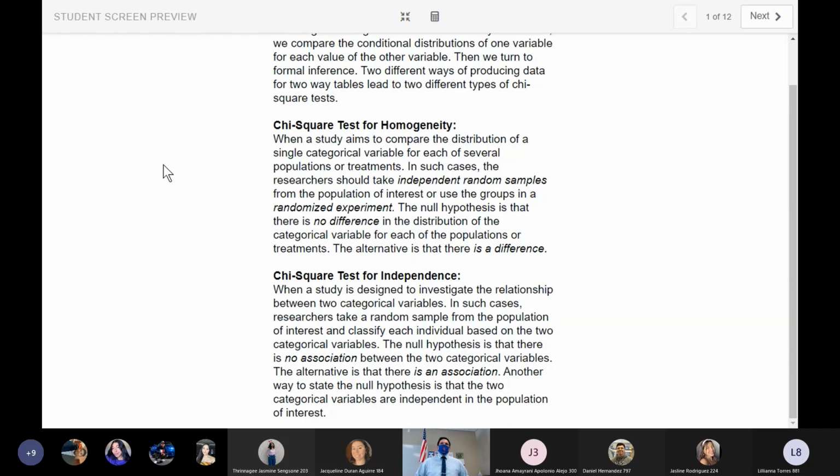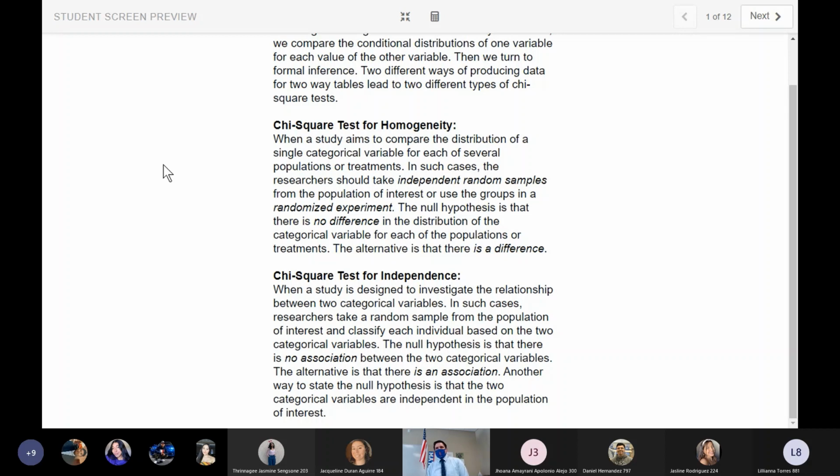We then have the chi-square test for independence. This is when a study is designed to investigate the relationship between two categorical variables, trying to find out if one has an influence over the other. In such cases, researchers take a random sample from the population of interest and classify each individual based on the two categorical variables. The null hypothesis is that there is no association between the two categorical variables. The alternative is that there is an association. Another way to state the null hypothesis is that the two categorical variables are independent in the population of interest.